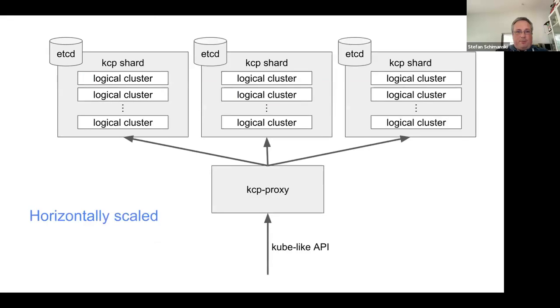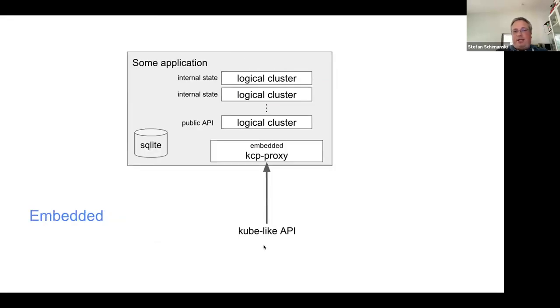Okay, horizontal scaling. We can do the opposite. We can embed KCP into applications. So you see already the theme, KCP is about form factors for control planes. So totally in scope for KCP is also to embed this mechanism, this component, into your own application and have maybe a public API of your application and have some other logical clusters which are not exposed, because they just store internal state. You can build something like that. Or you can even build a multi-tenant system with that, where you have multiple public APIs, for every tenant its own. So you're pretty free to use logical clusters to structure the work, the control planes.